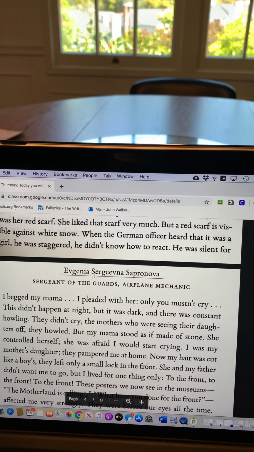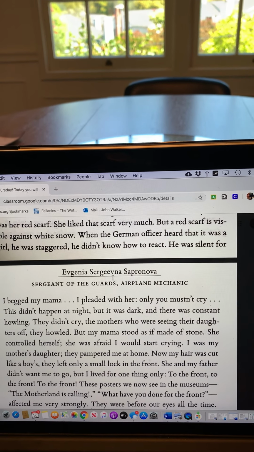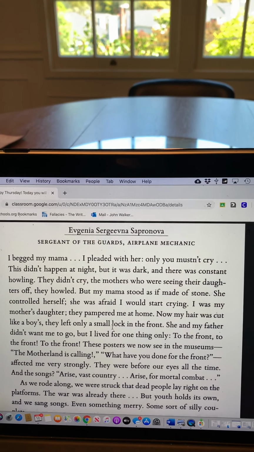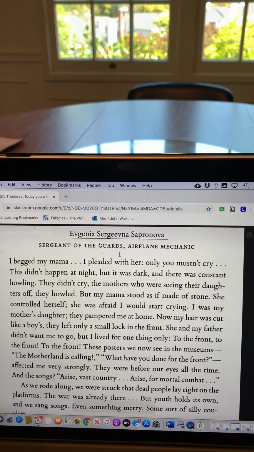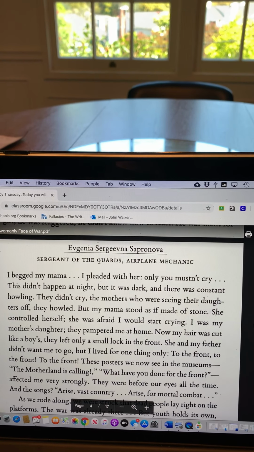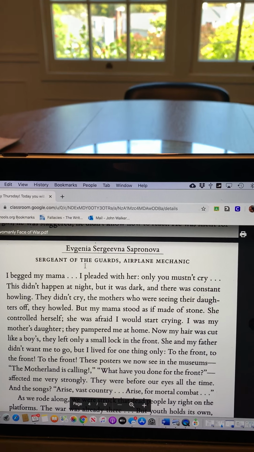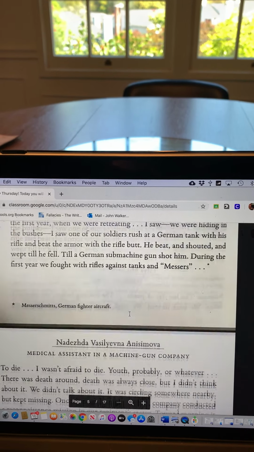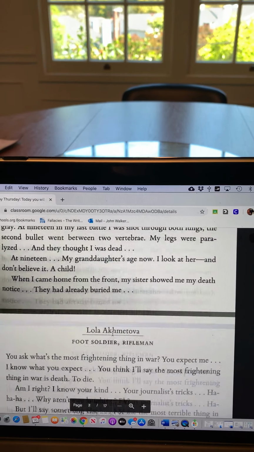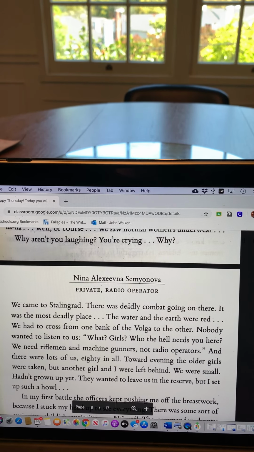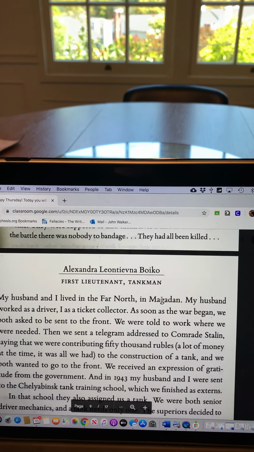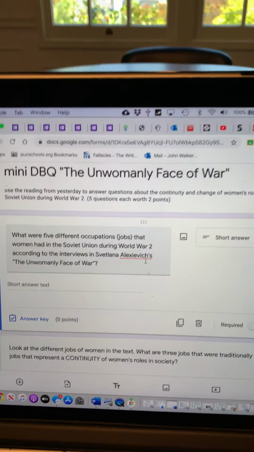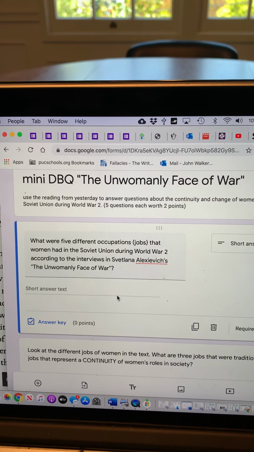These are all different interviews that these people gave to the author, and she wrote it down. And this is a type of history book you can write, where you interview different people and put their information down. It's called an oral history. And so here, another person, an airplane mechanic. That's another job. Here's another job, a medical assistant. So you get the idea. Just write down 5 of these, all the way to private radio operator, tank man, laundress. Okay, so you write 5 different jobs for that first one.